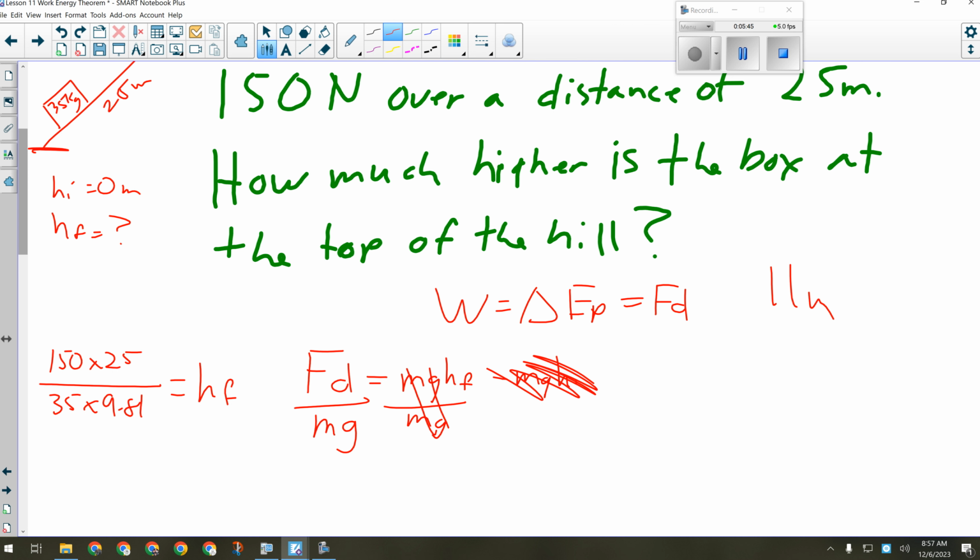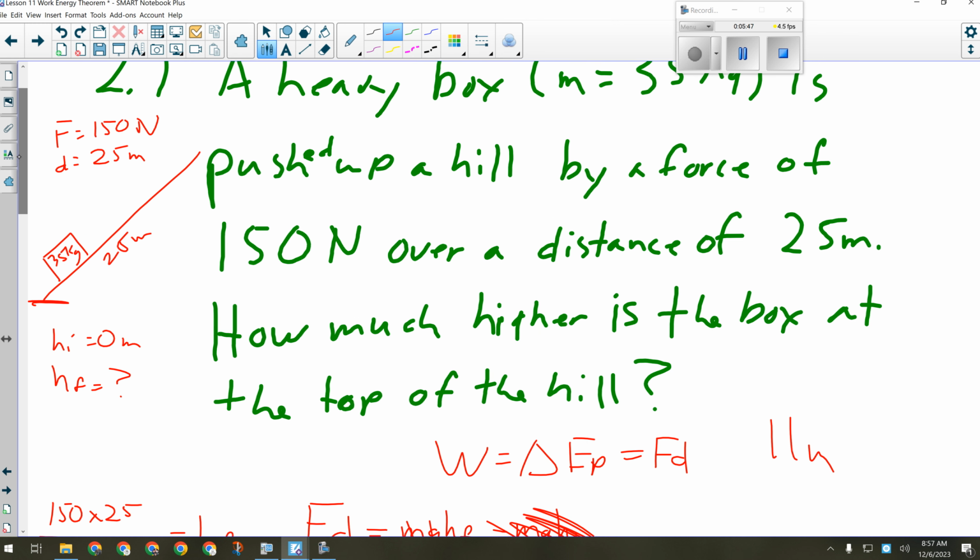Right, so that means that on this ramp, okay, I push the box 25 meters to raise it 11. But I use less force over 25 meters than it would over 11 meters. Okay, that is the mechanical advantage of a ramp. Okay, the ramp supports some of the weight of the object you're pulling or pushing.